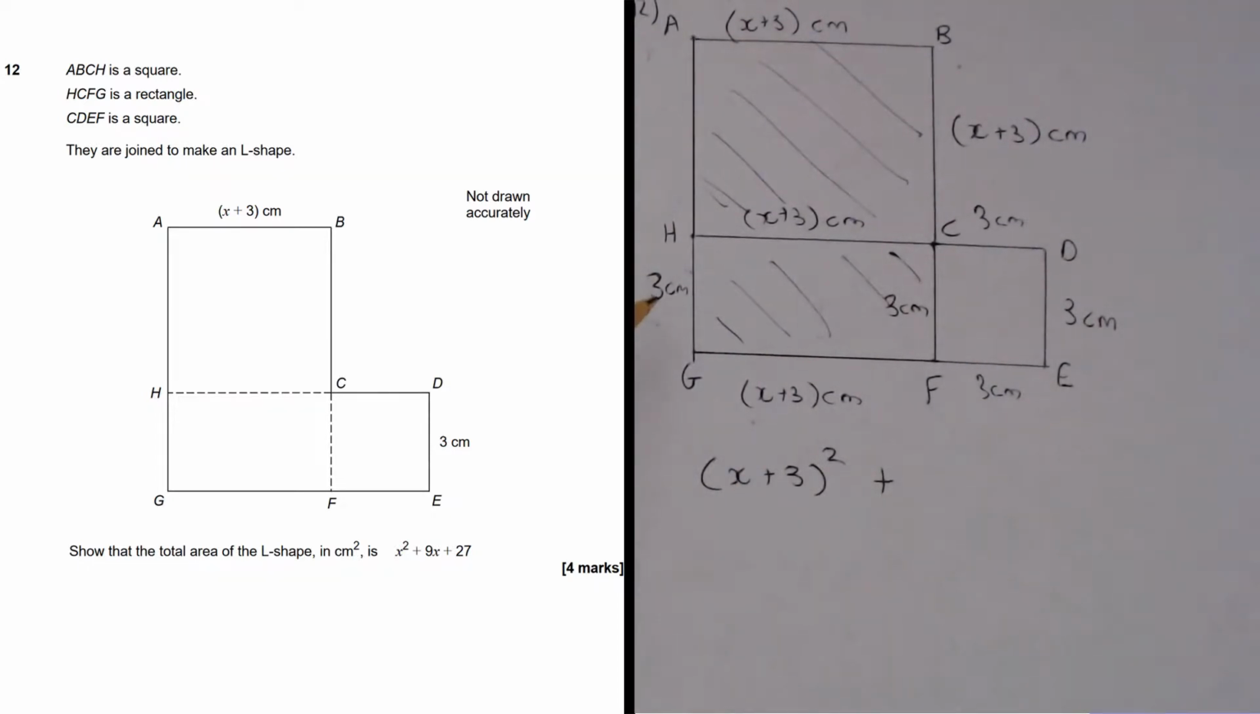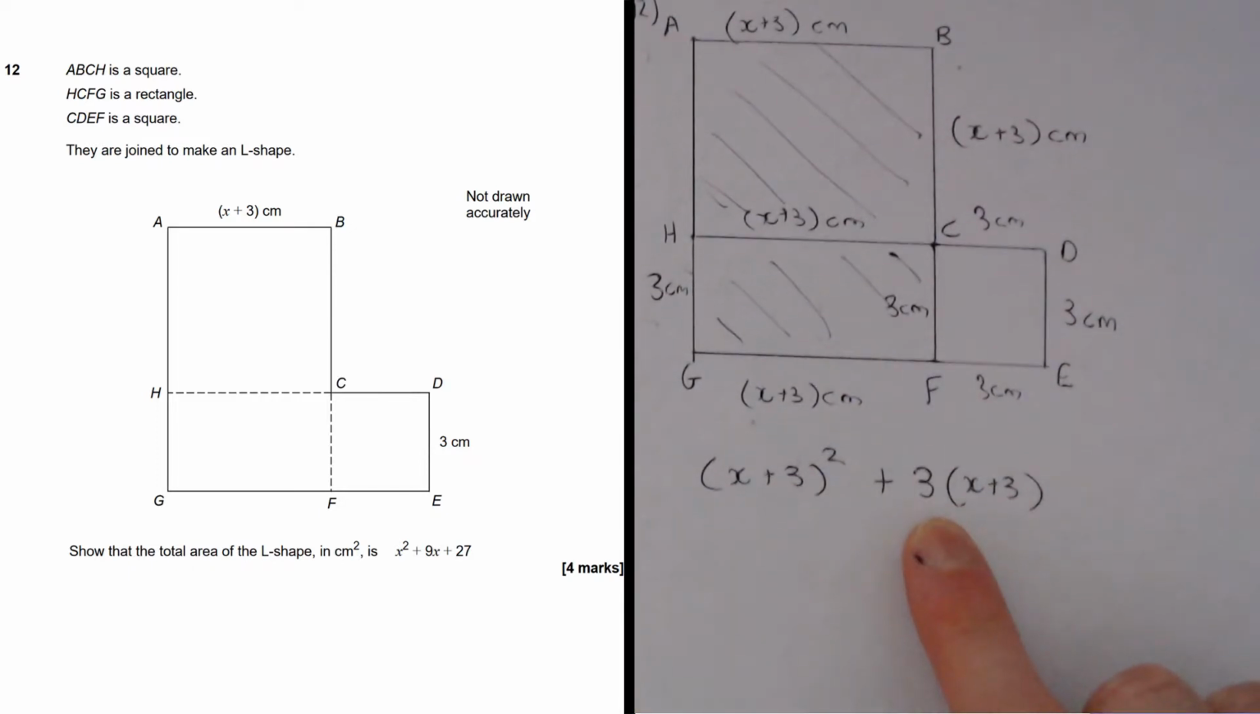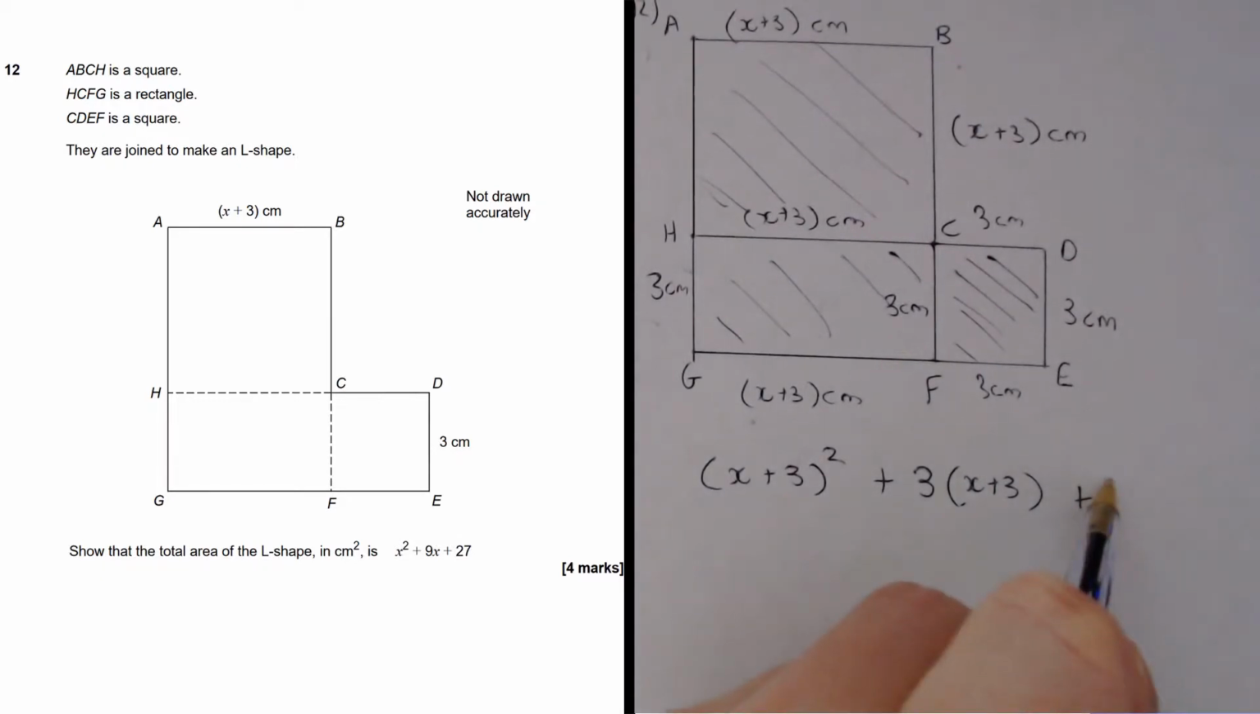Well, one of the sides is 3 centimetres and the other's x plus 3. So we've got 3 times by x plus 3. Remember, in a rectangle we times the length of the shorter side by the length of the longer side. That gives us the area. And finally we need to add it to the area of this square here. Well, the side length of the square is 3, so the area of that square is 3 squared.